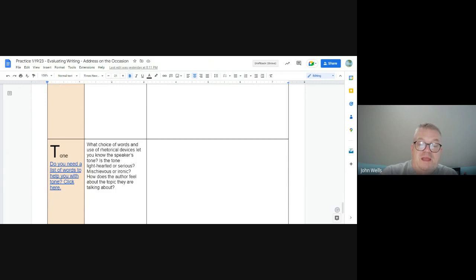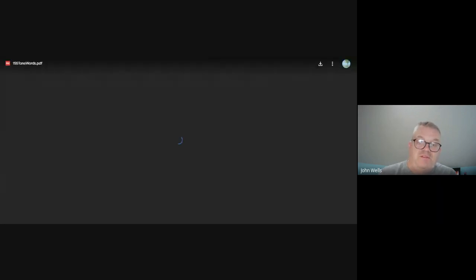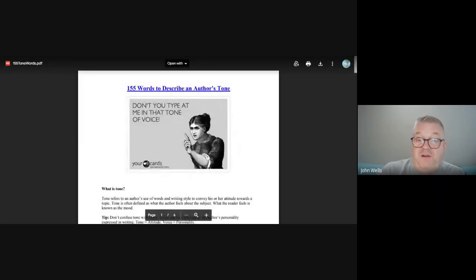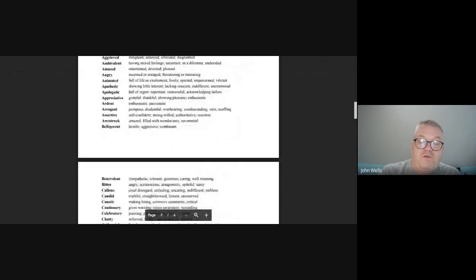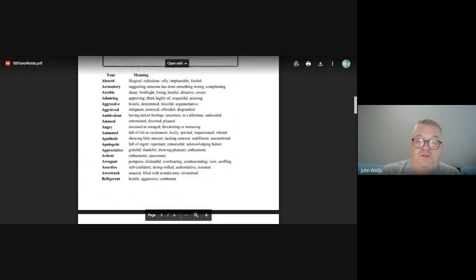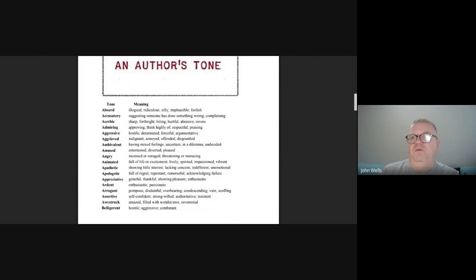And then finally, we get down to tone, and this was the way the words were used to get the point across. We do have here a list of some tone words. To help you understand how to say this, we have a list of 155 tone words that help us understand how the writer was trying to get the point across. For instance, absurd. Okay, so you're trying to be funny. Okay, the tone was funny. Well, it's funny, but how funny, right? What made it funny?